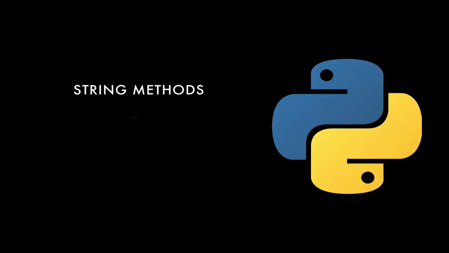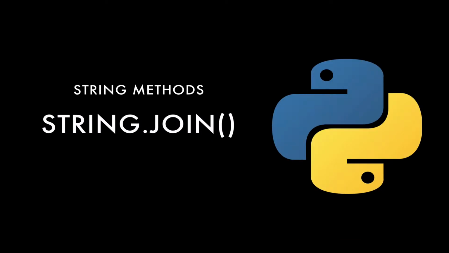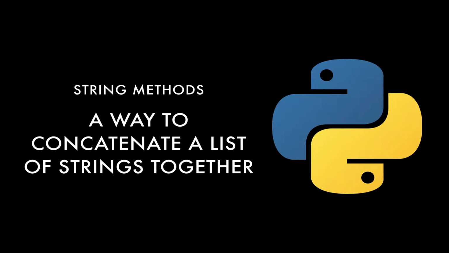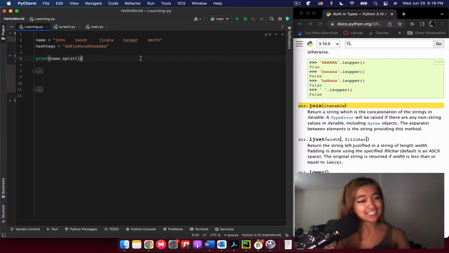In our previous video, we covered the string method split. In this video, we are going to cover the string method join. With string.join, you can build a list and concatenate them together. So let's dive right into this.